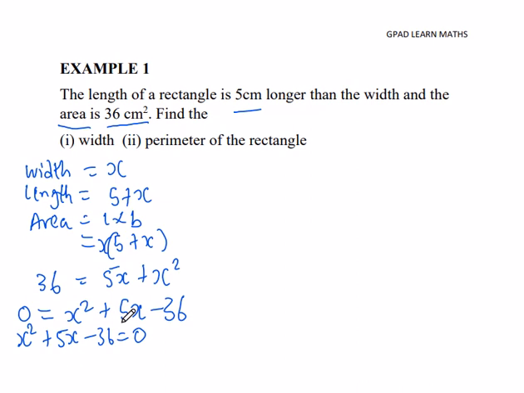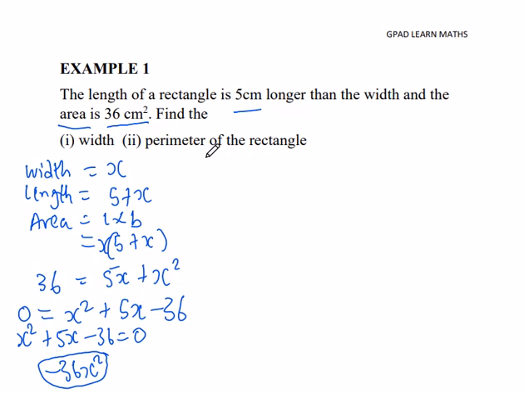Because the highest power of x here is 2. Okay, so how do I factorize this? Pick the first term and the last term, the constant term, and multiply them. If you do that, you get minus 36x squared. Think of two numbers such that when you multiply them, you get minus 36, and when you add them, you get plus 5.